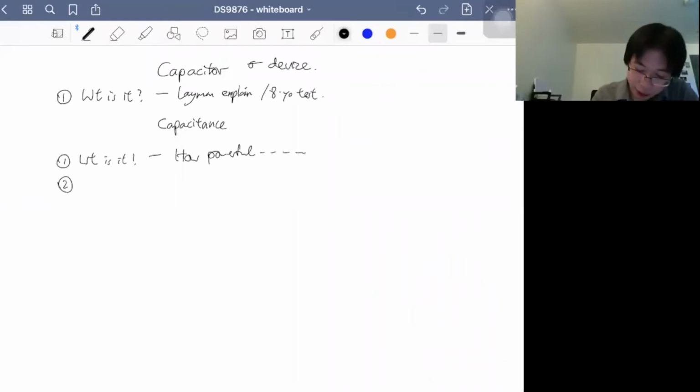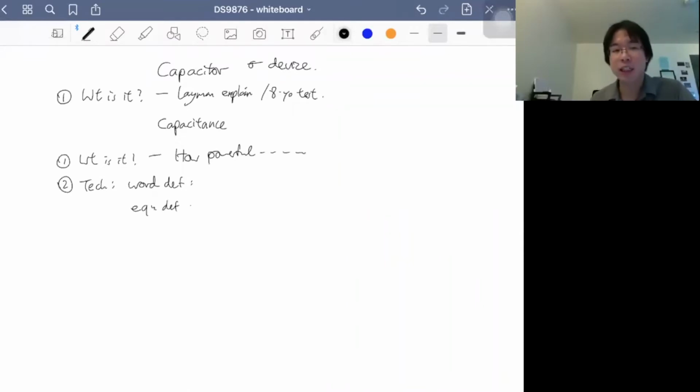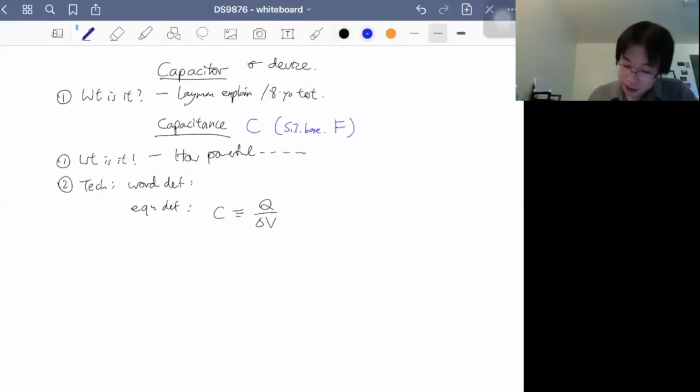So go into the technical side, and ask yourself, what's the word definition and what's the equation definition? This is how I would study, right? Each time you encounter a new concept like this, the word definition is the amount of charge you hold per potential difference, right? Each volt, how much charge you can hold. You also need to know the symbol and the SI base unit, which will help you solve problems. So this is farads, okay? The symbol is C.